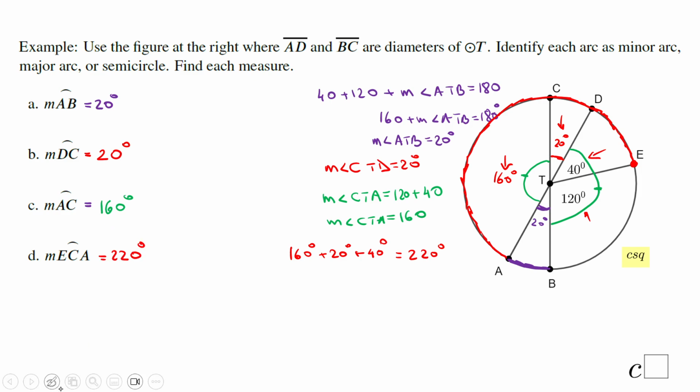And now let's be sure we label the things. This is a minor arc. This one, the second one, is a minor also. This is a major arc, and usually when you have a major arc we use 3 letters. And the part C is another minor arc.